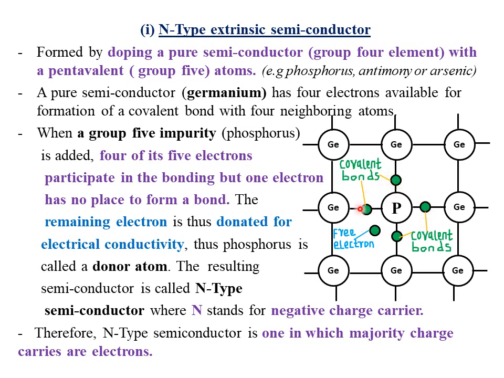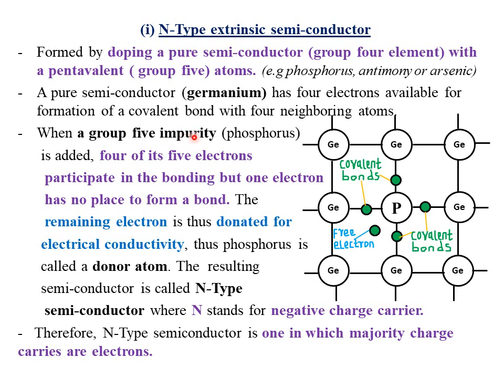So, you can see this is 1 electron of phosphorus, which is forming a covalent bond with germanium, which is represented by capital G. Then the second electron of phosphorus is also forming a covalent bond with germanium. Then the third phosphorus electron is also forming a bond with germanium. Then the fourth phosphorus electron is also forming a covalent bond with germanium. But the fifth phosphorus electron has no place to form a covalent bond. Therefore, 1 electron remains free.